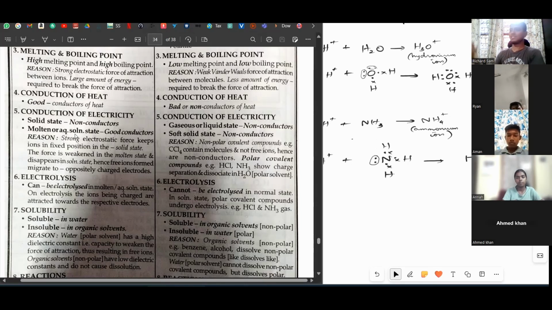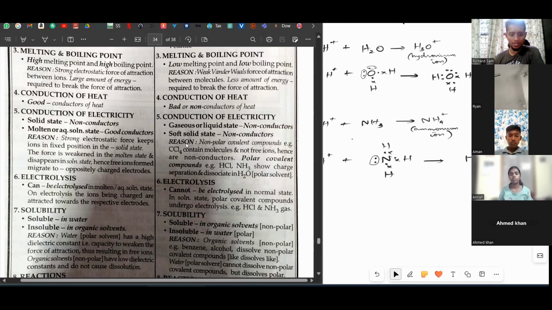Aqueous state means dissolved in water. For example, NaCl, sodium chloride. If you take the powdered sodium chloride, does it conduct electricity? No. But if you heat it, it becomes liquid. That time it conducts. Or if you put it in water and make it into an aqueous solution, then also it will conduct. What about covalent compounds? In the gaseous or liquid state, they are non-conductors. In the soft solid state also, they are non-conductors. They don't conduct electricity at all.